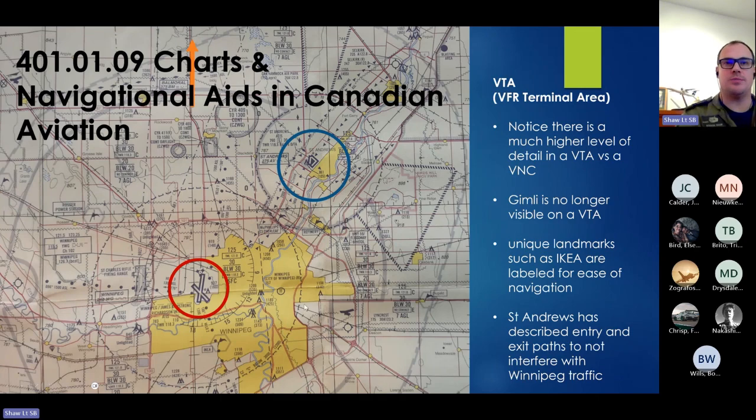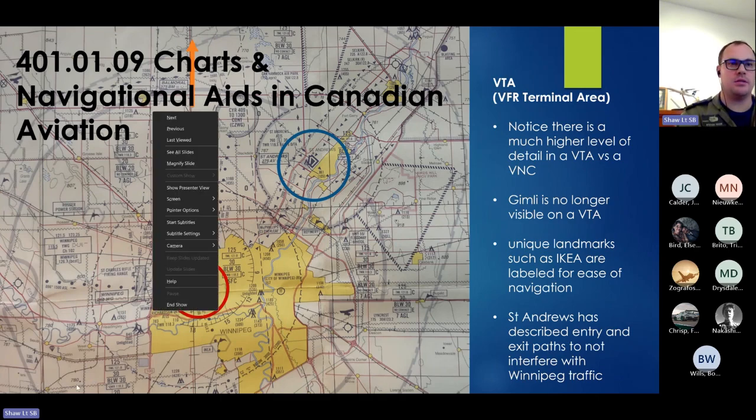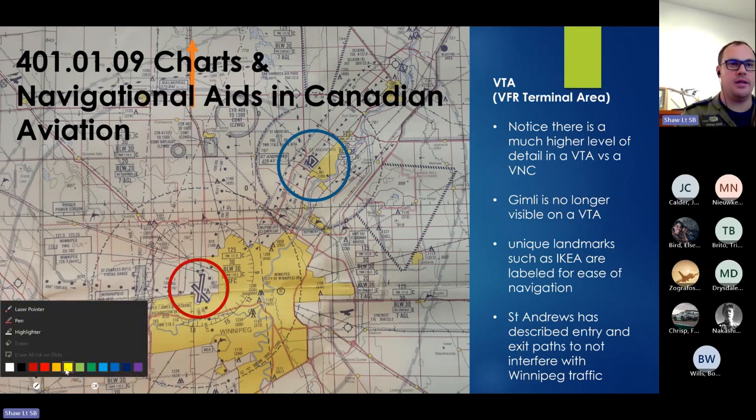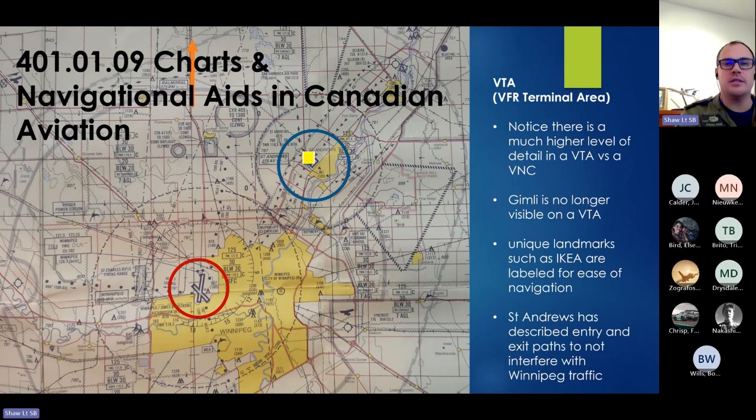St. Andrews also has prescribed entry and exit paths here. Let me find my highlighter again. You can see those arrows that kind of follow the highway to and from Winnipeg. Those are VFR corridors. So if you're heading from St. Andrews into Winnipeg, we're on the west side of the highway. And if we're heading back to St. Andrews from the city, then we're on the east side of the highway.